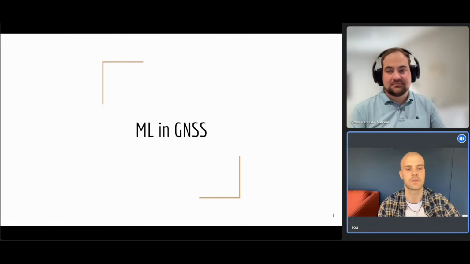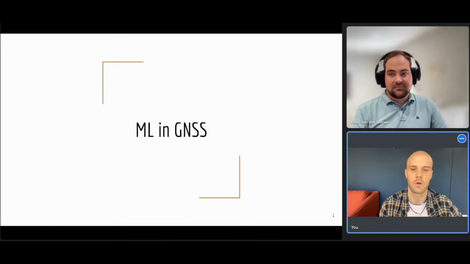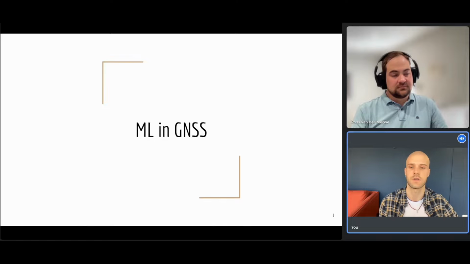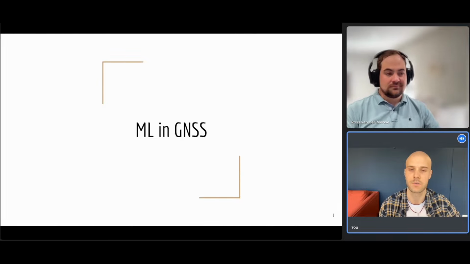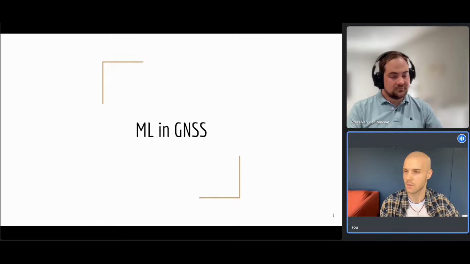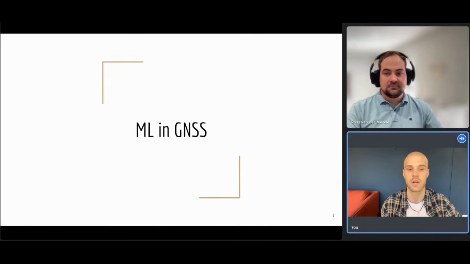Today, we are actually exploring what I would define a use case of AI and machine learning. It is a really niche topic, a really peculiar field, which is GNSS. So the lecture today will be around machine learning techniques for GNSS.